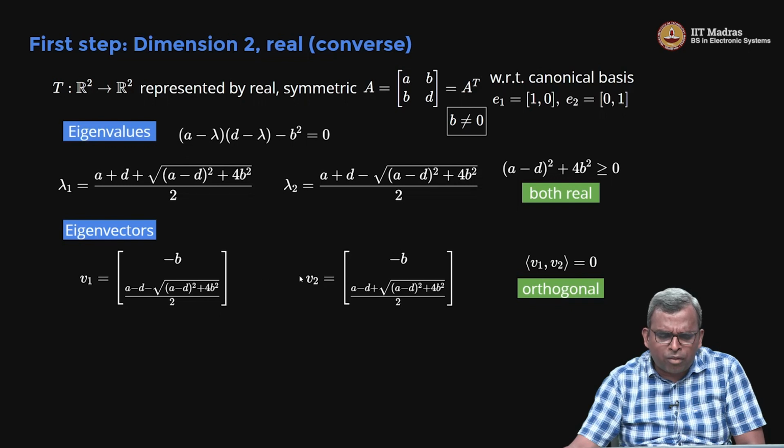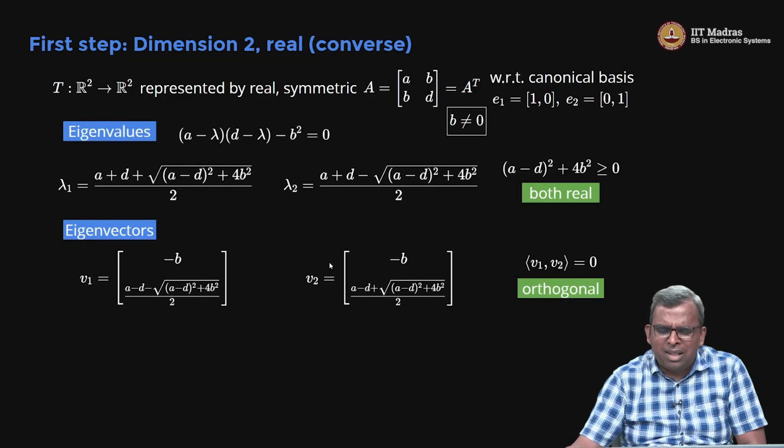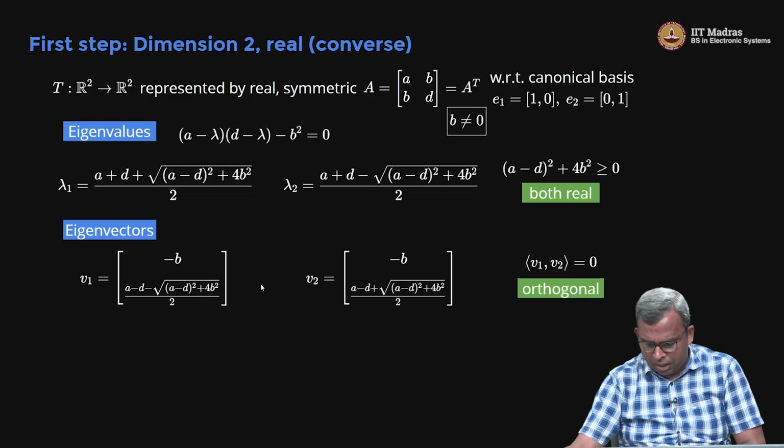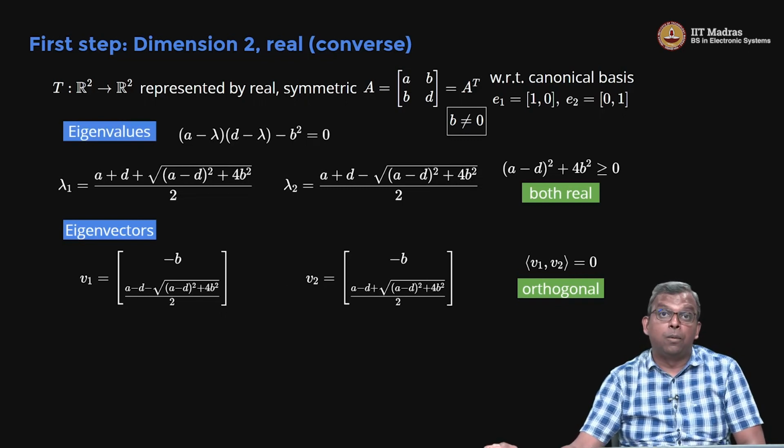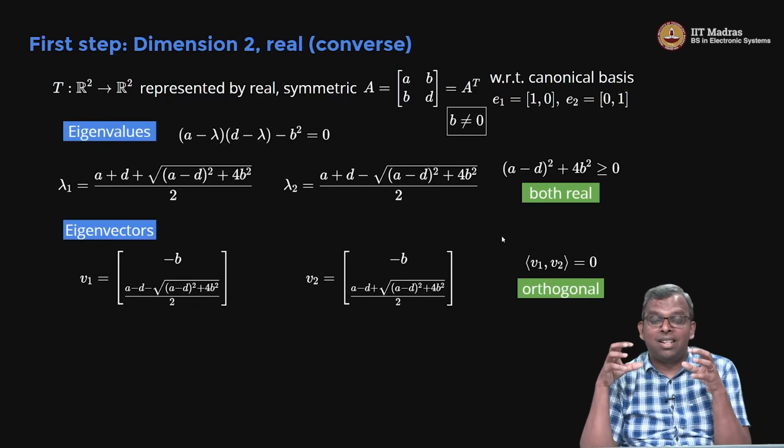This V1 and V2, I have not made them orthonormal, but you can easily make them orthonormal. You divide by the magnitude of each of these things, they'll become orthonormal. But anyway, V1, V2 are orthogonal. Okay, so now we are on to something that's really nice.